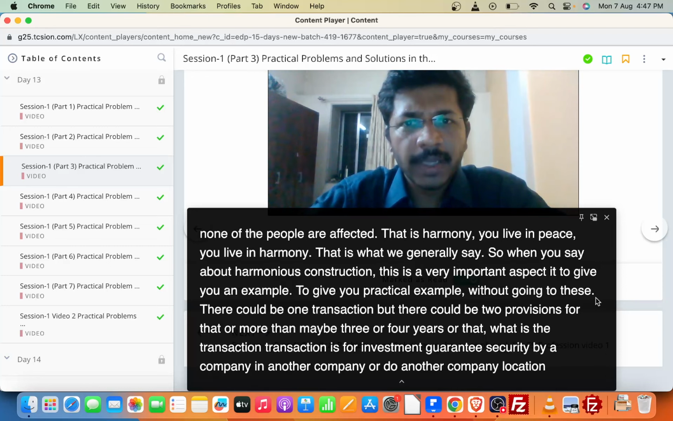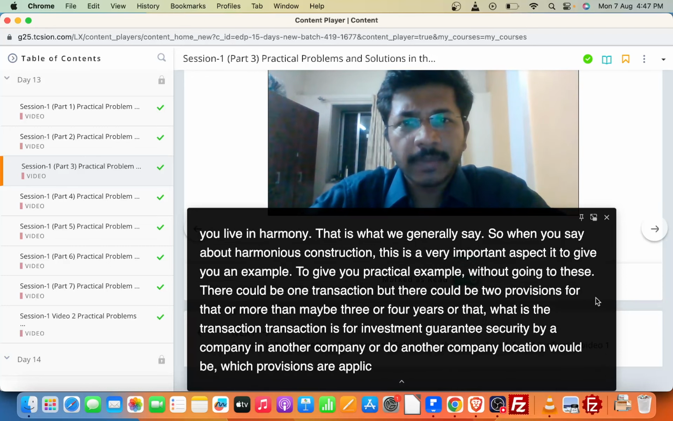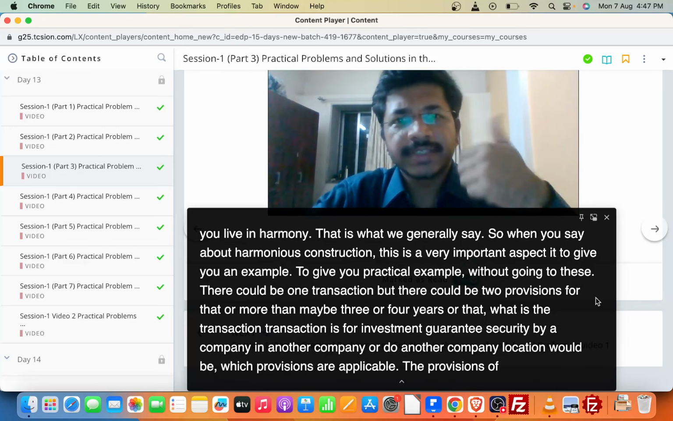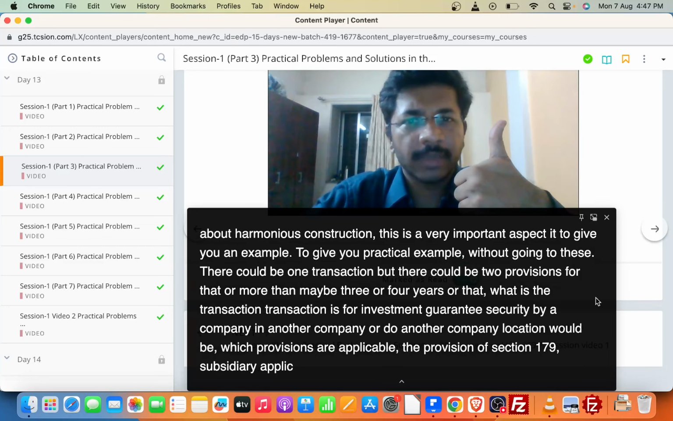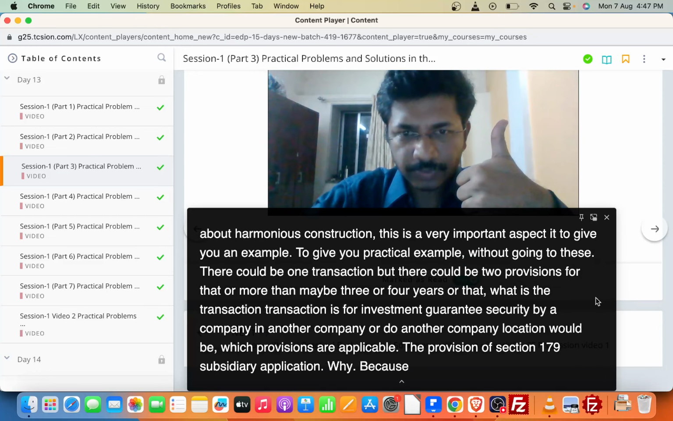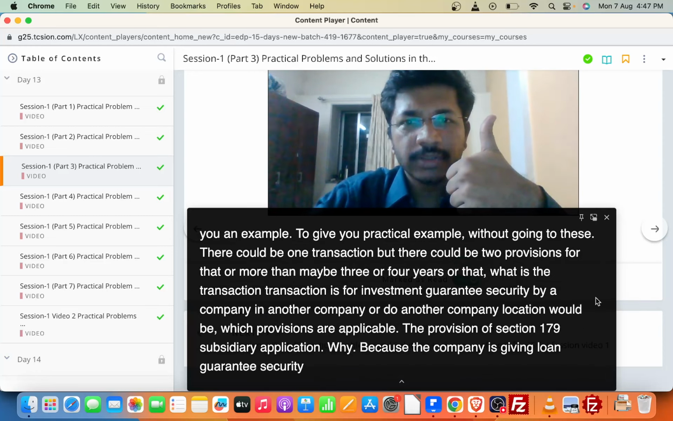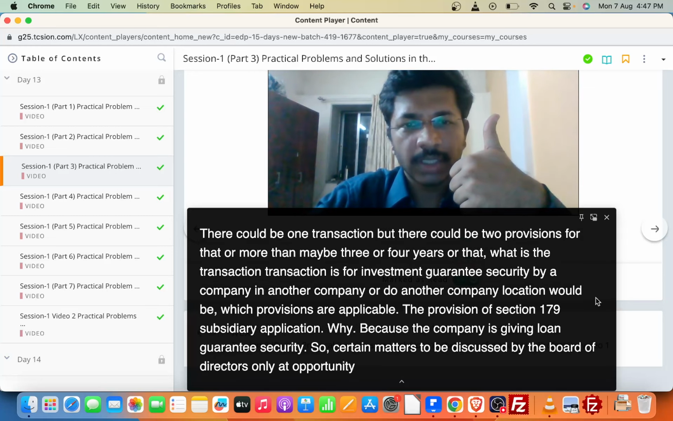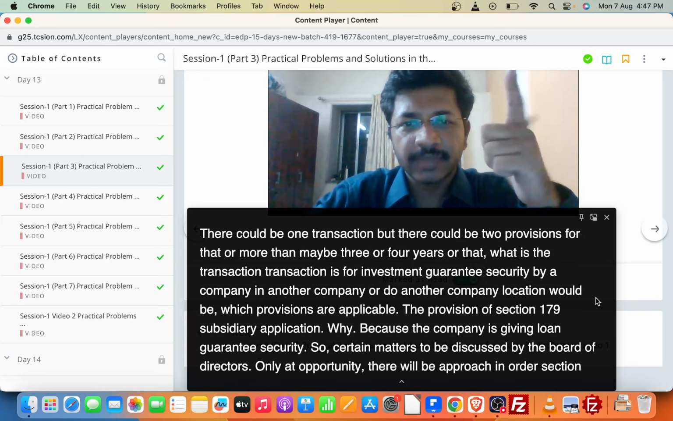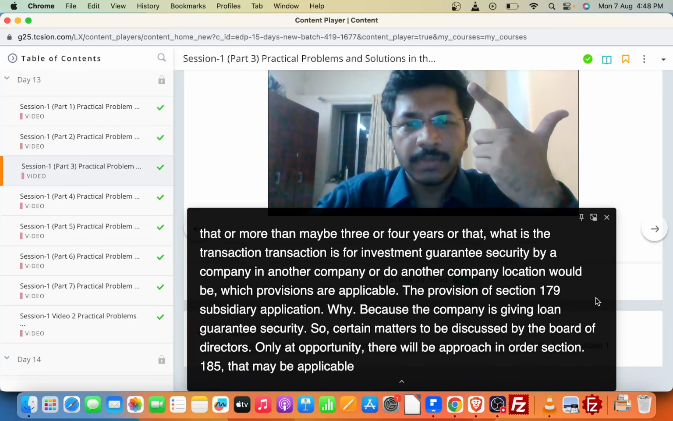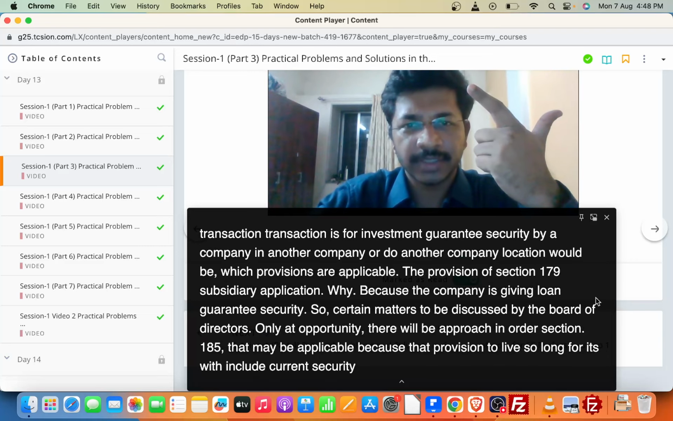Now the question would be, which provisions are applicable? The provisions of section 179 subsection 3 are applicable. Why? Because the company is giving loan guarantee security, so certain matters are to be discussed by the board of directors only at a board meeting. There will be a provision under section 185 that may be applicable because that provision relates to loan to directors, which include guarantees and securities.